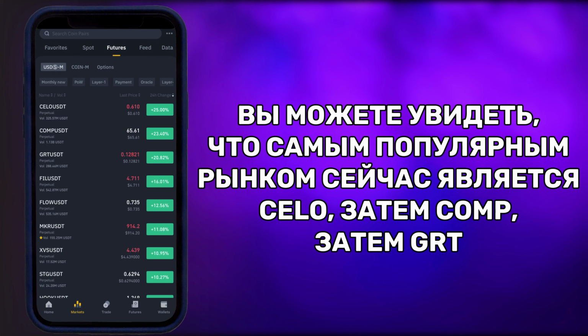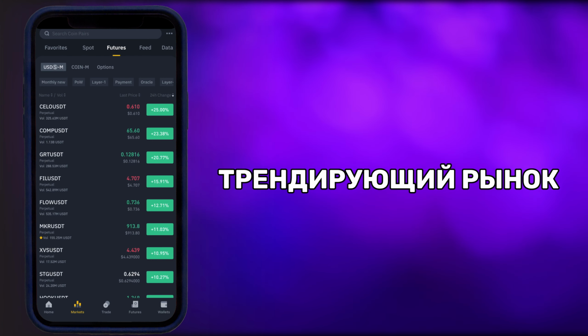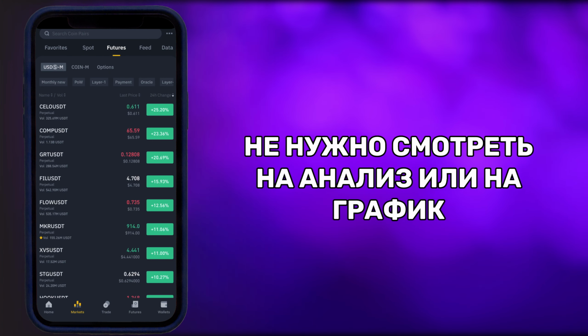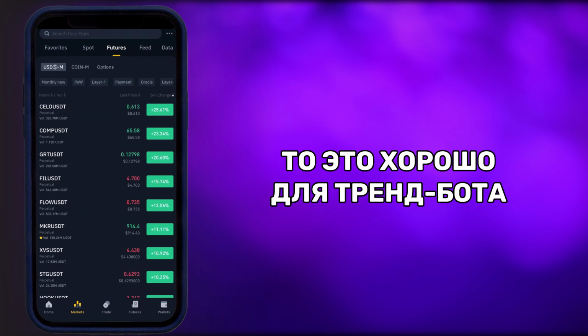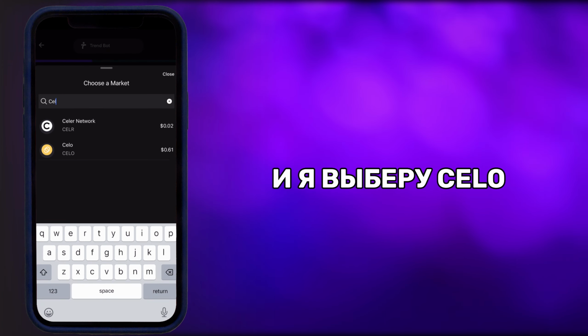So over here you can see the top market right now is CELO, then COM, then GRT. So you just want to take one of those market trending. You don't need to look at the analysis or look at the chart. If the market is trendy, then it is good for TrendBot. So you want to select that market, and I'm going to select CELO.